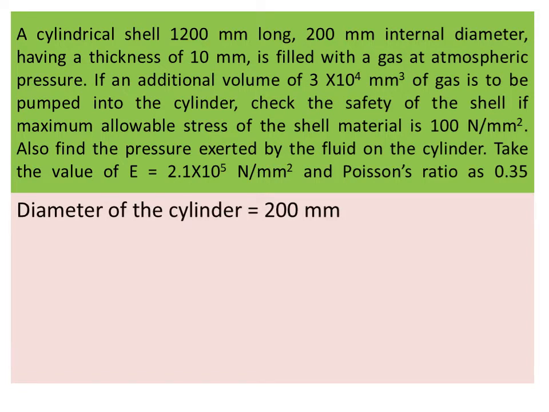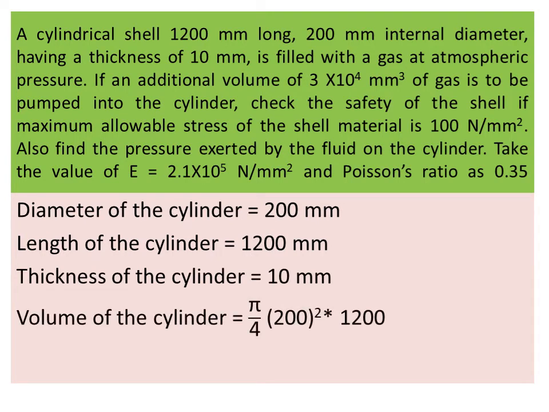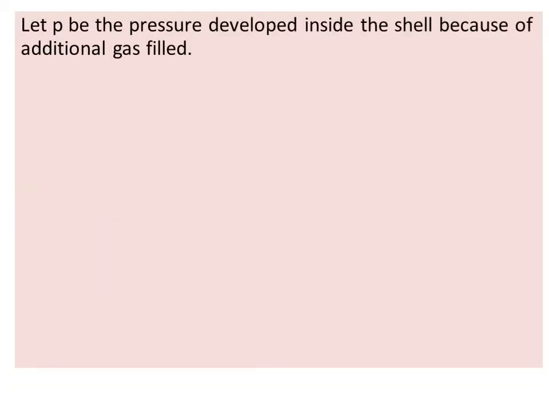Consider the given values: diameter of the cylinder 200 mm, length of the cylinder 1200 mm, thickness of the cylinder 10 mm. Volume of the cylinder is π/4 × 200² × 1200. Its value is 37.714 × 10^6 mm³. Let P be the pressure developed inside the shell because of the additional gas filled.